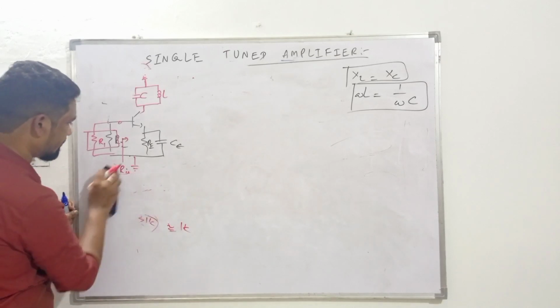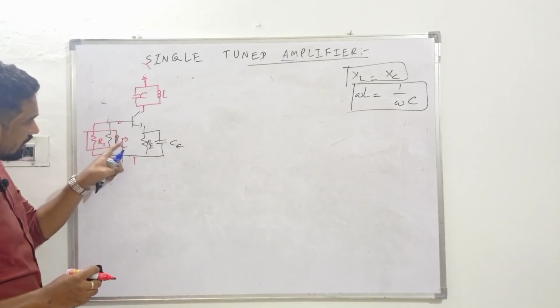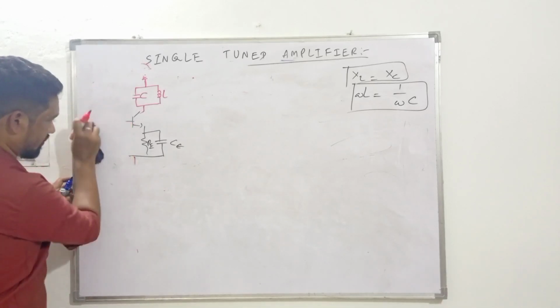In the same way, we select the values of R1 and R2 in such a way that they have no significance when compared with Rin. So we don't need this one also for the analysis part, okay?